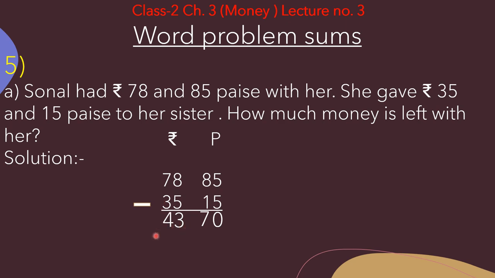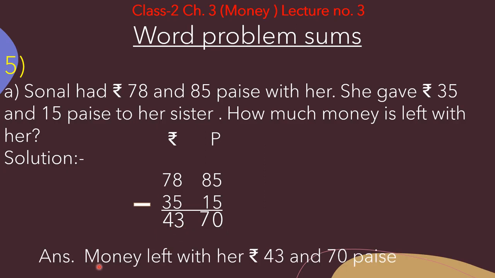So what is the answer beta? That is 43 rupees 70 paise. So here we will write the answer: money left with her is rupees 43 and 70 paise.